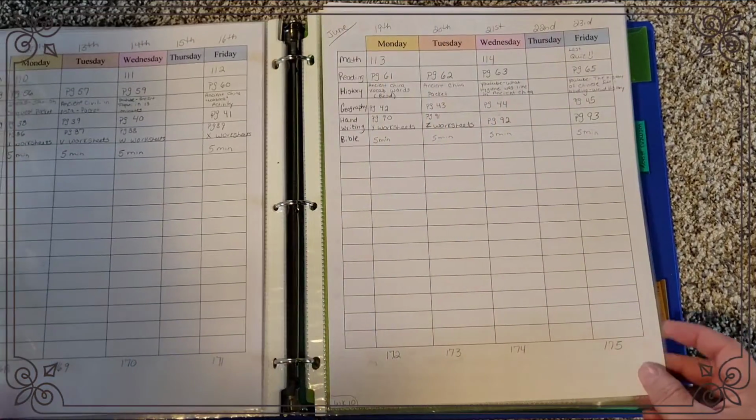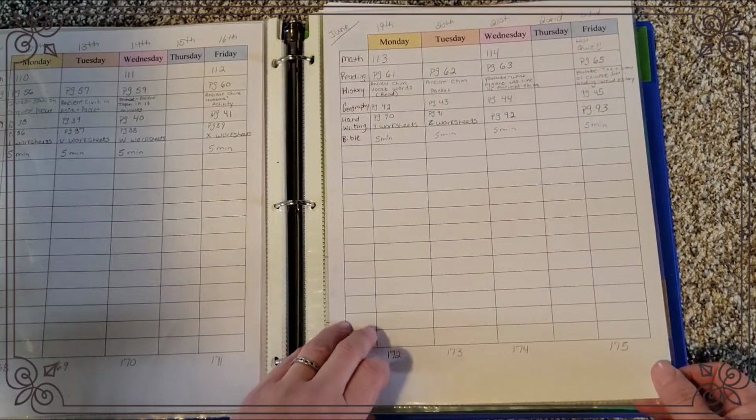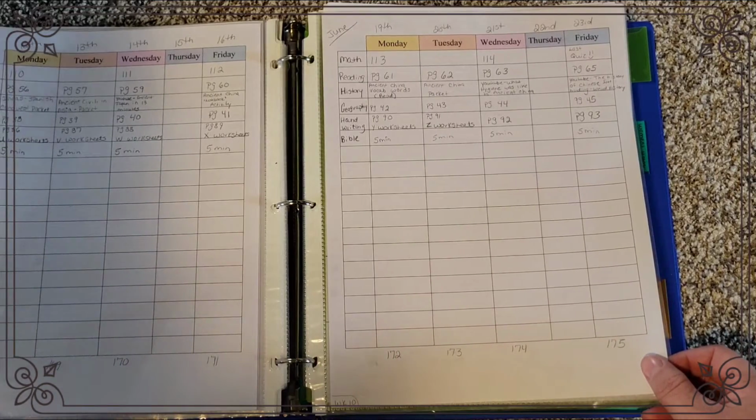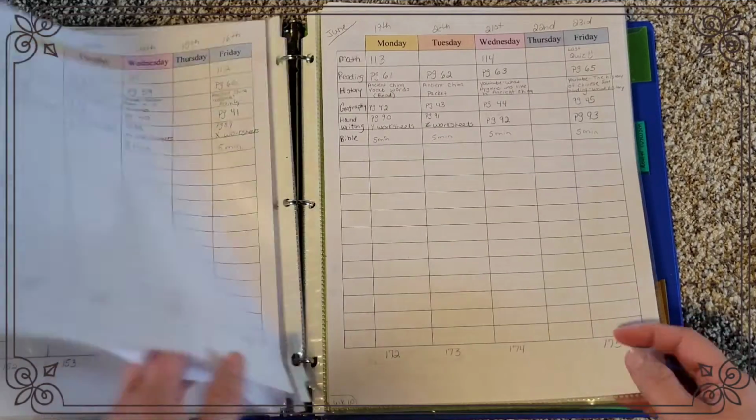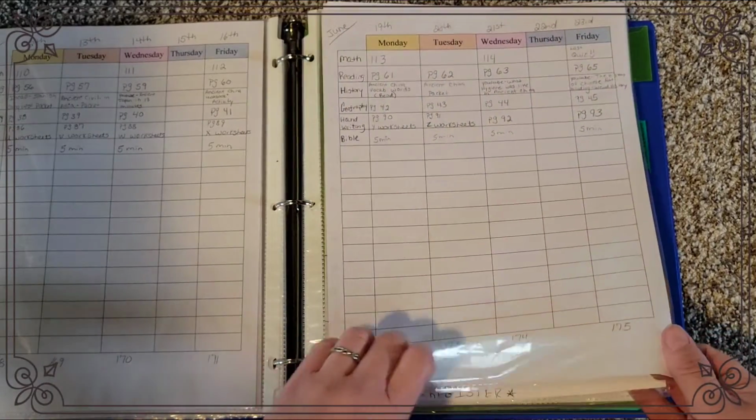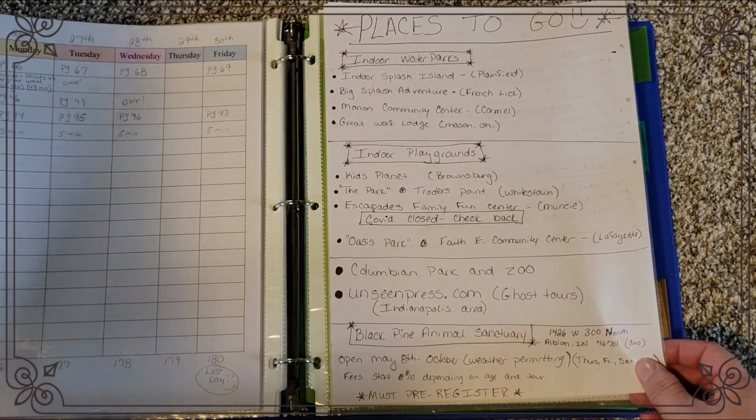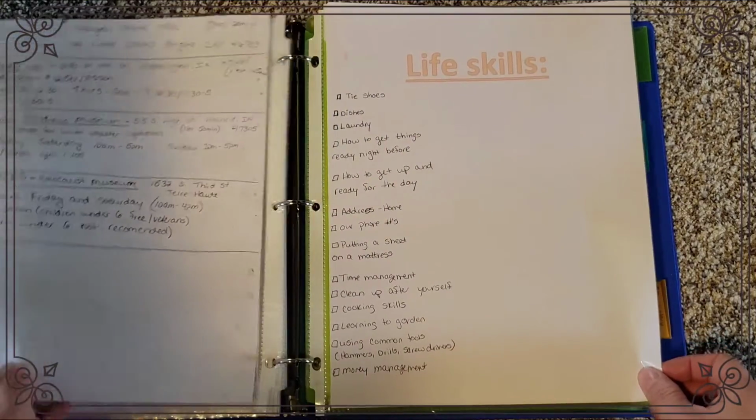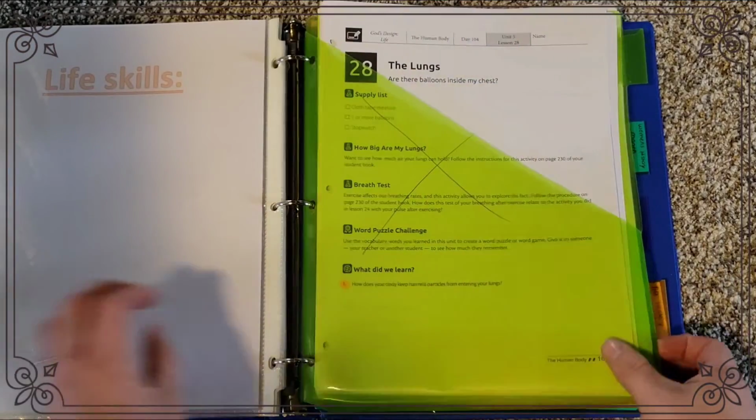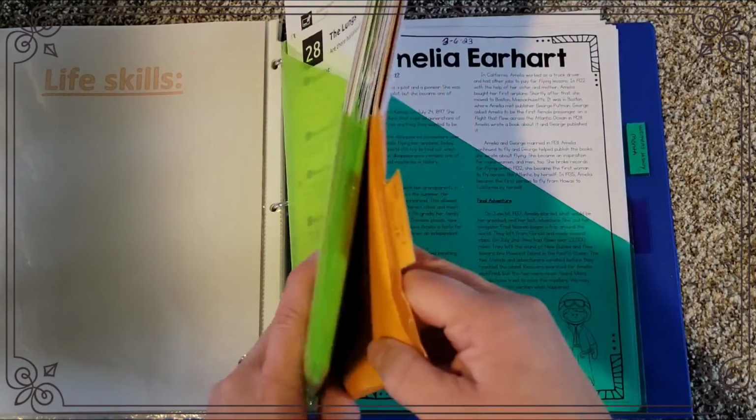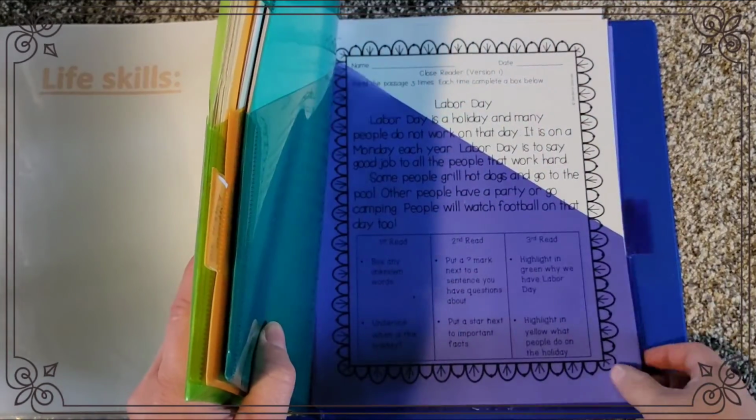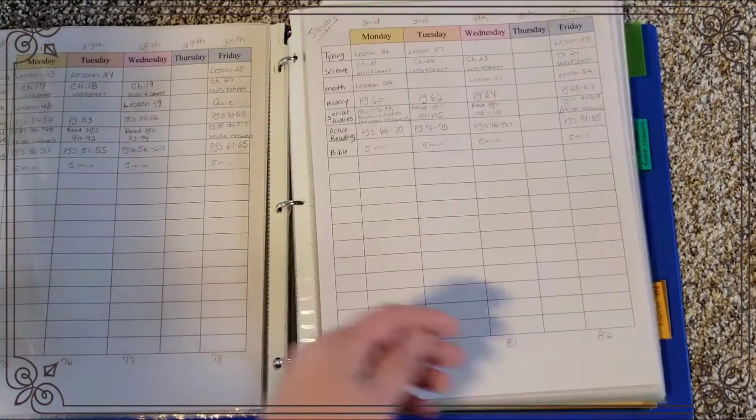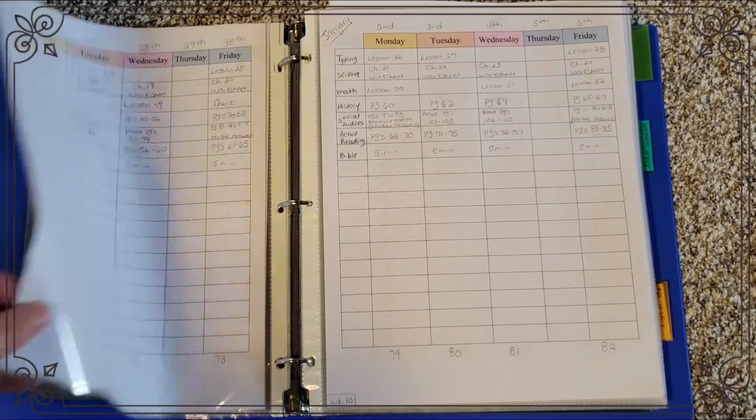And I've got it to where the subjects change other than history and math and Bible. Those are done all throughout the year, but the other subjects change. And then I've got life skills in the back here. And then these are all of our worksheets that we've got in here. I do have another video on how I have this set up, but yep, that's how we plan for our school year.